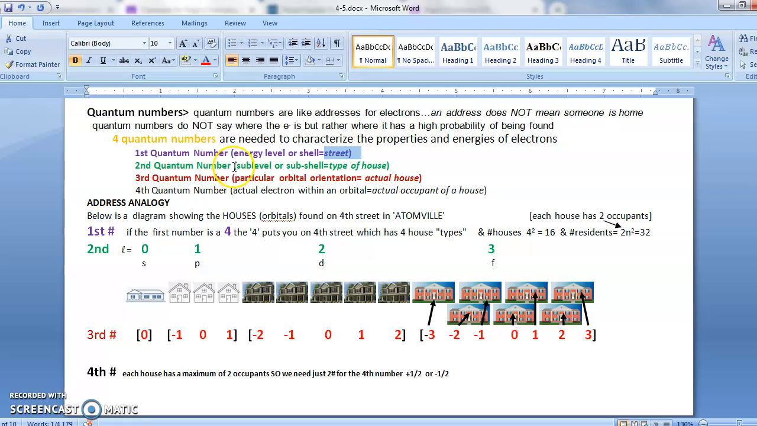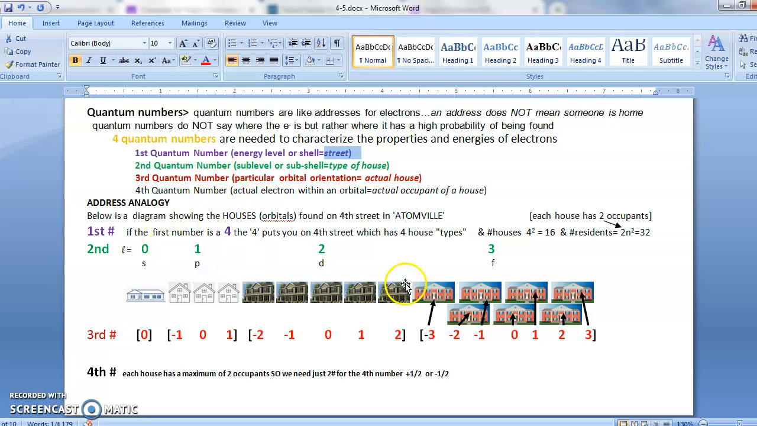The second quantum number is going to tell you what type of house an electron would be occupying. In other words, it's telling you the shape of the house. And there are limits to the shapes of houses. There are only certain styles or types of houses that are found in an atom. A given street has the same number of types of houses as the street number.